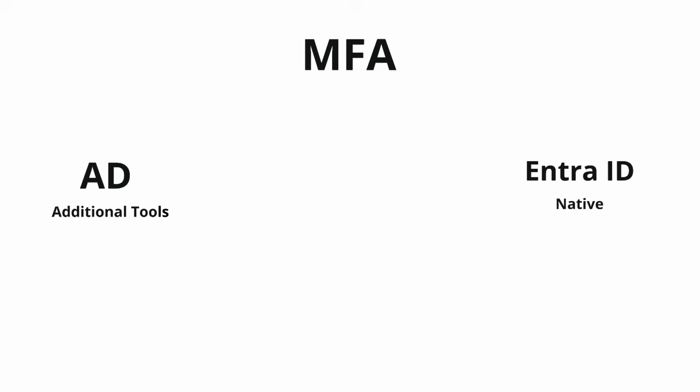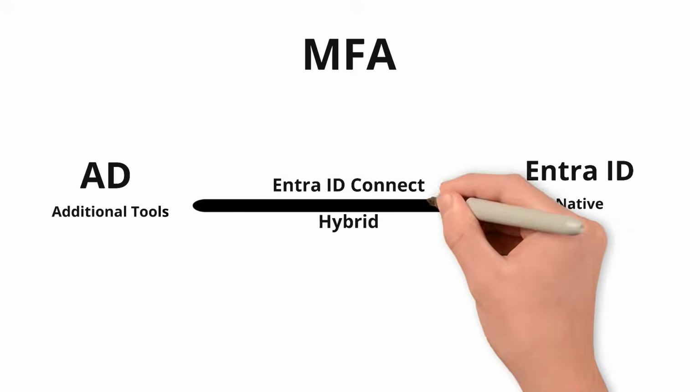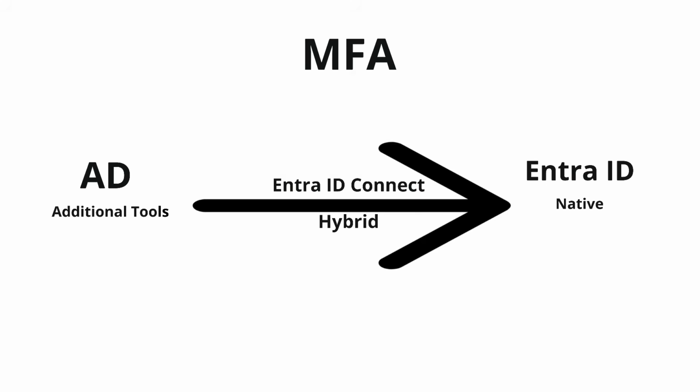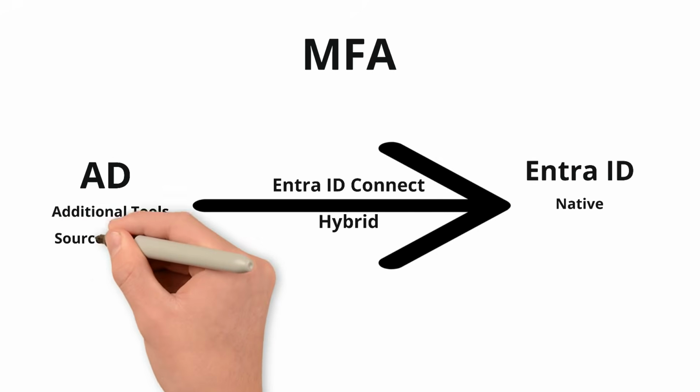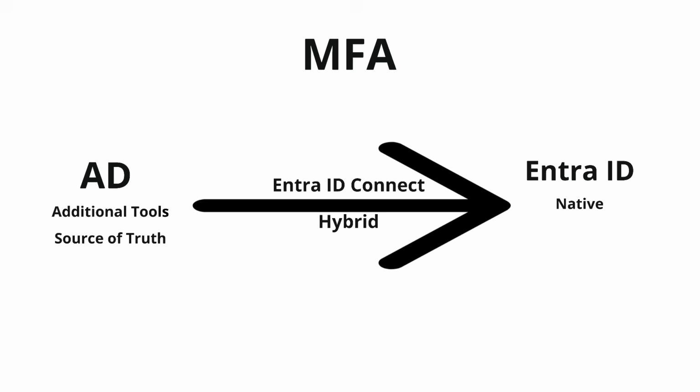Most environments today are hybrid. You are not choosing one or the other. You are running both. Entra ID Connect syncs your on-premise AD identities up to Entra. One username, one password works everywhere. The critical thing to understand: AD is still the source of truth. Changes flow from AD up to Entra, not the other way around by default. If you create a user in Entra only, that user does not exist in your on-premise AD. Know your sync direction before you make changes. This is one of the most common mistakes in hybrid environments.